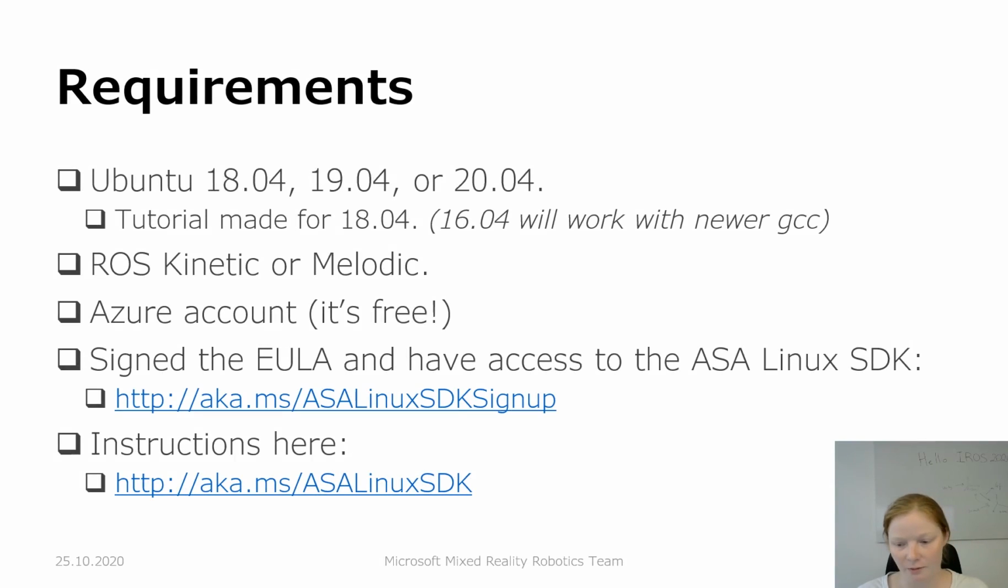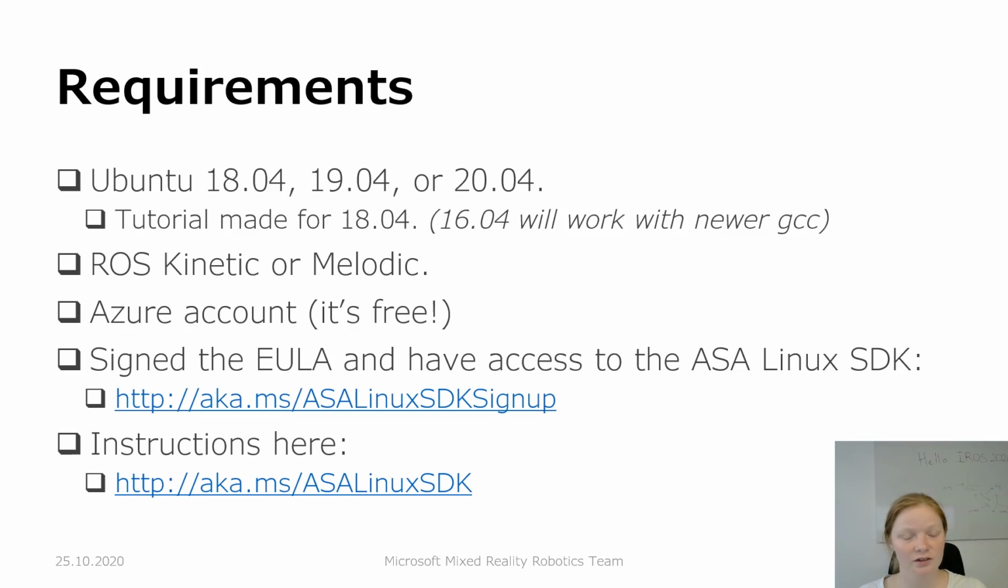So before we get started, just to be very clear on the requirements of following this tutorial, you'll need Ubuntu 18.04, 19.04, or 20.04. The tutorial was made with 18.04 in mind, but we'll point out when things are different for 20.04. The changes are very minor. You'll need either ROS Kinetic or Melodic. You'll also need an Azure account to create an Azure Spatial Anchors account. This is free, so there's no need to give your credit card information, and for the first 30 days you'll get $200 free of Azure credits, so you can also try out other fun things on Azure, like training some deep learning networks.